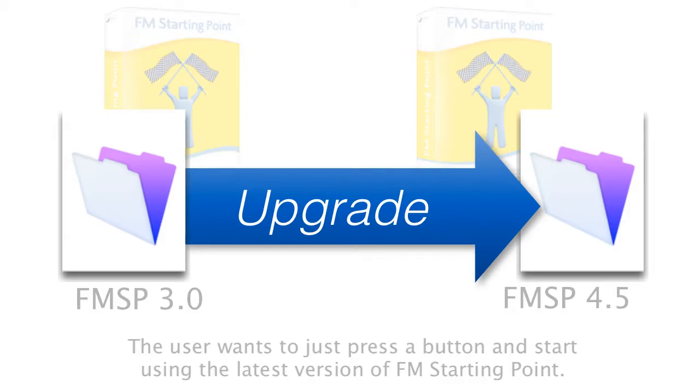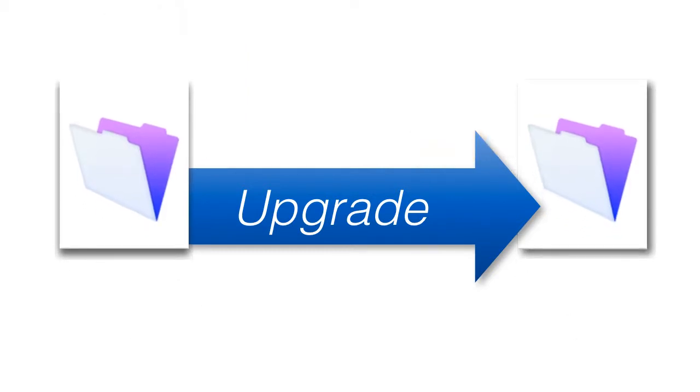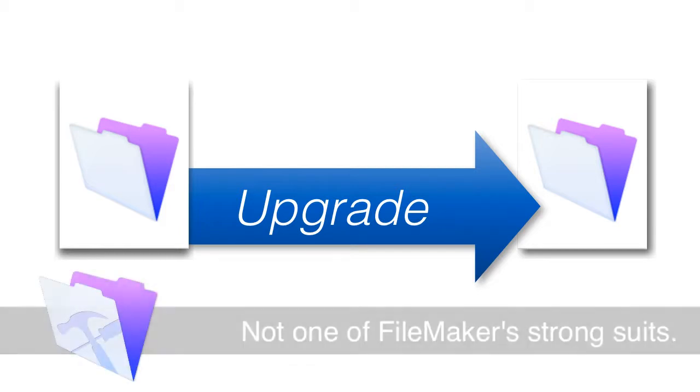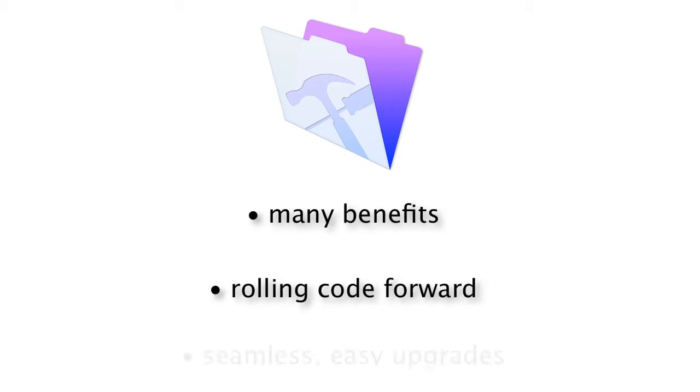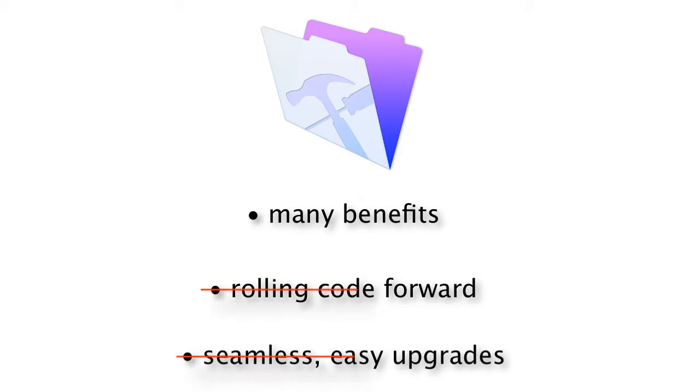Now, upgrading from one copy of a database to another copy of a database is frankly not one of the strongest suits of the FileMaker platform. It's just not. And FileMaker knows this. Of all the vast benefits that FileMaker has, rolling code forward and making seamless, easy upgrades is not something the platform is really known for. In fact, you're going to see that in this video. But it can be done, and so I want to talk to you about that a little bit here.